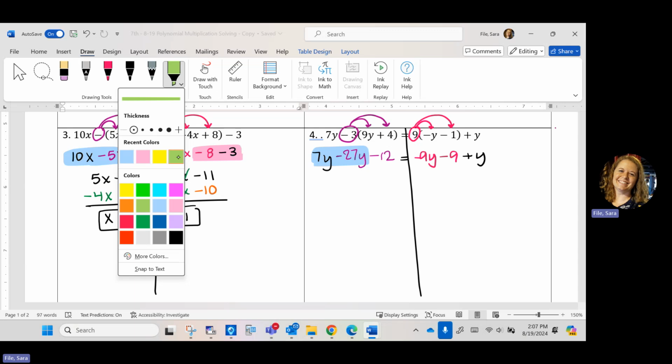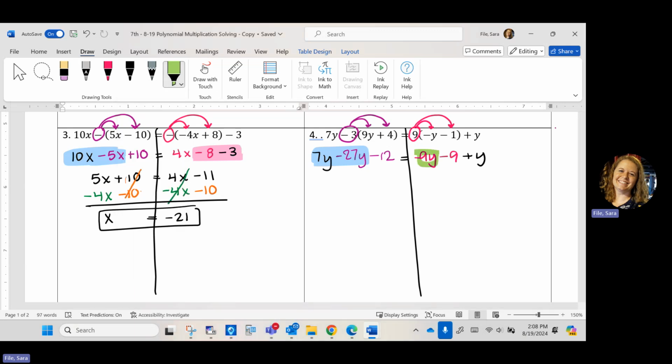I'm going to use a different color because I don't want you to think you're going to combine the left and right. You combine them separately. What's on the left gets combined, what's on the right gets combined. Just because those are all y's, we don't combine them across the equals. So this is negative 20y.